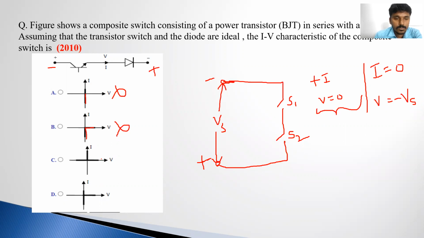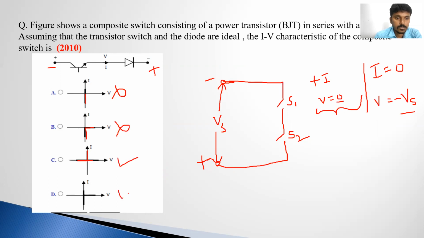Okay. So current is positive or 0. Clear? But voltage is 0 and negative. Voltage 0 and negative like this. C is the right answer, because here the reverse current is not flowing through the circuit. Voltage may be 0 or negative and current is 0 or positive. So C is the right answer.